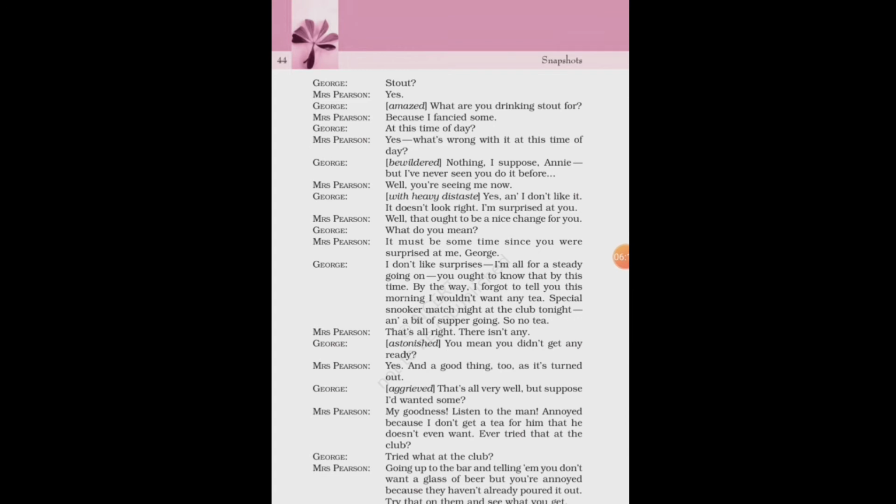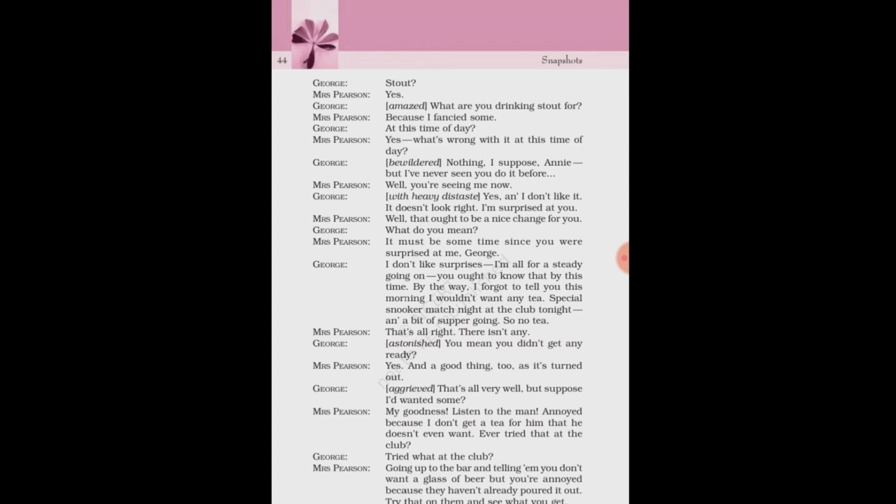Mrs. Pearson: Oh goodness, listen to the man, annoyed because I don't get a tea for him that he doesn't even want. Ever tried that at the club? George: Tried what at the club? Mrs. Pearson: Going up to the bar and telling them you don't want a glass of beer, but you're annoyed because they haven't already poured it out. Try that on them and see what you get. George: I don't know what you're talking about. Mrs. Pearson: They laugh at you even more.